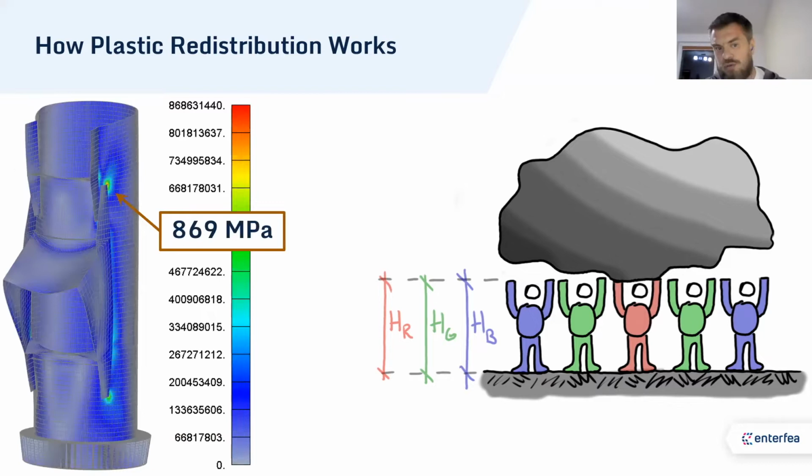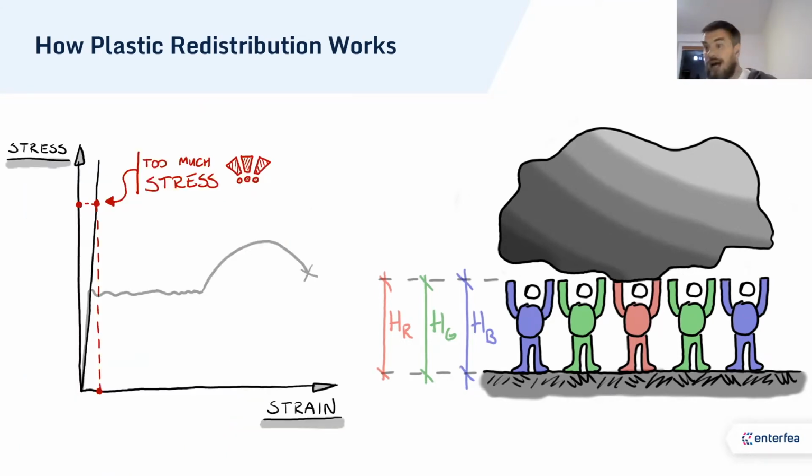So this is how you see the outcome, right? There's a red dot, a bit of green, a bit of blue, and then nothing, right? So the outcome from linear FEA is we have too much stress, right?